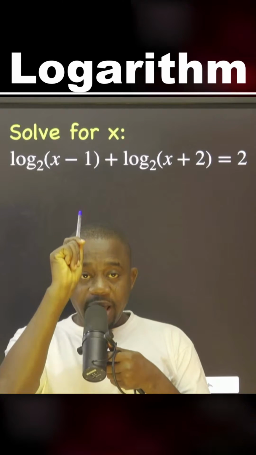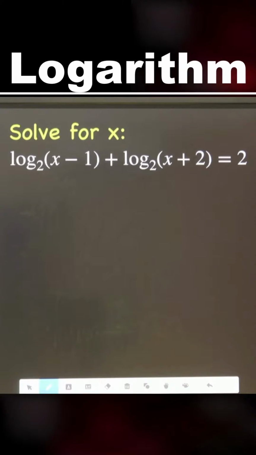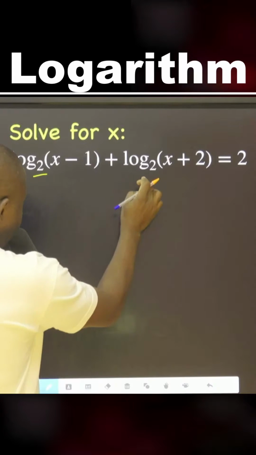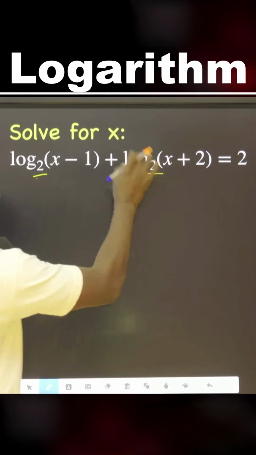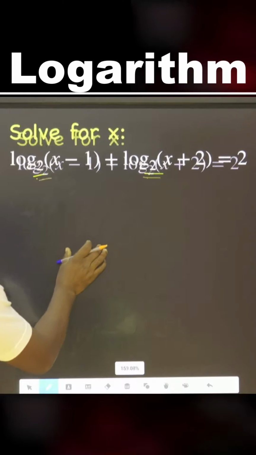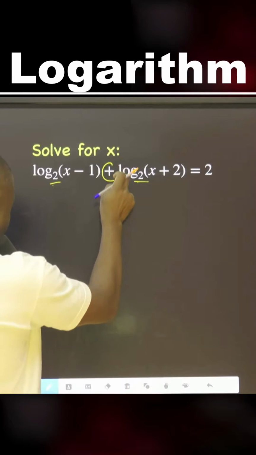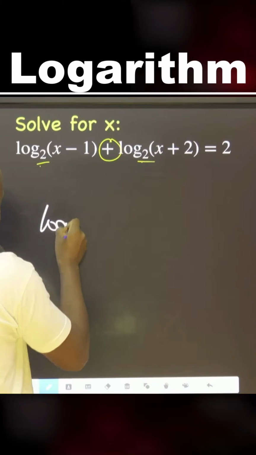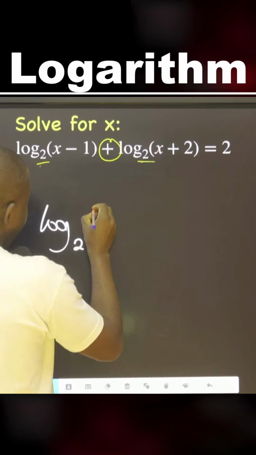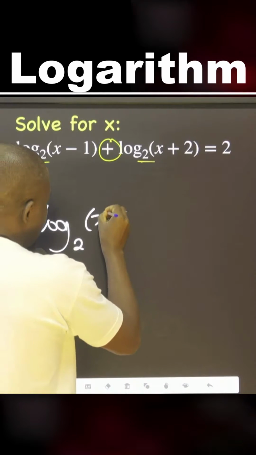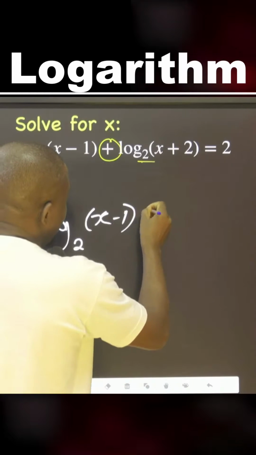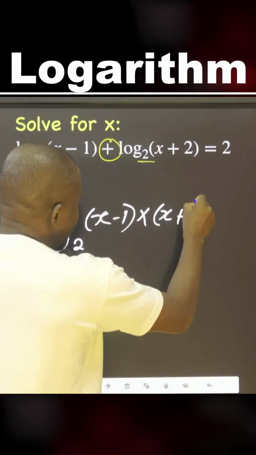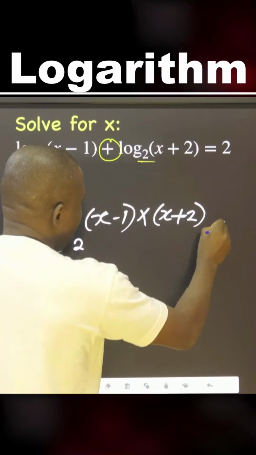Let's look for x. We are asked to solve for x. They have the same base, okay? Because they have the same base and plus is separating them, I can come straight to join them together by saying log to the base of 2 this multiplied by this, okay, equals 2.